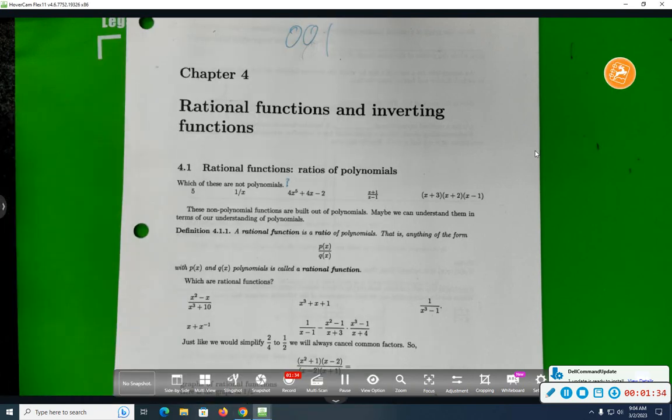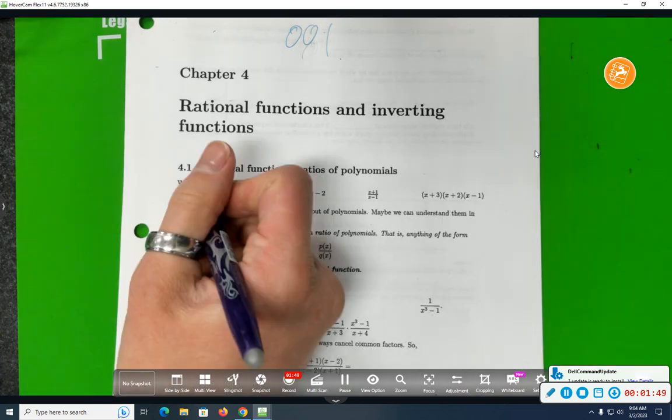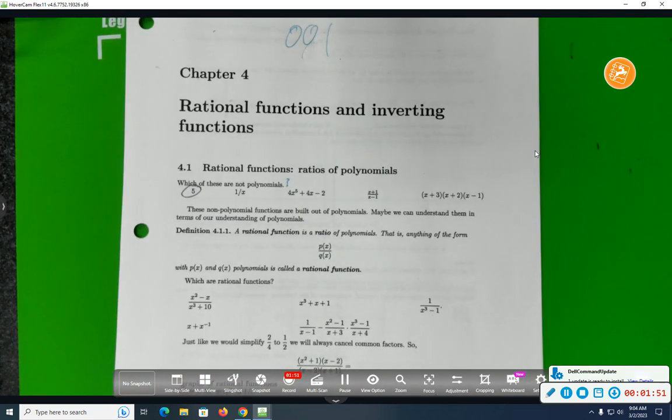So I want to start in on a new class of functions, the so-called rational functions. Let's start by asking a question I've asked before. Are these five functions polynomials or not polynomials? f of x equals 5. Polynomial or not polynomial? Not a polynomial? Aha, trick question.